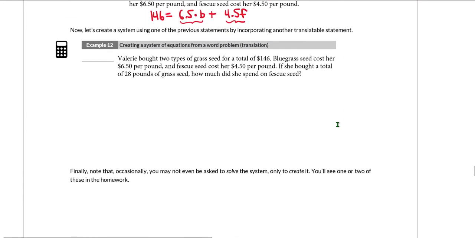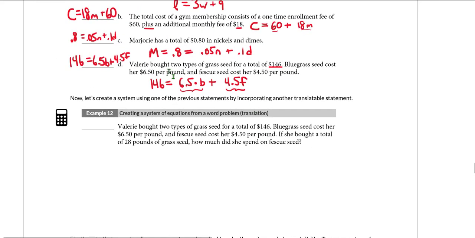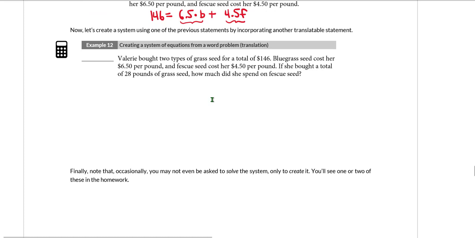Now what we are going to do is put this all together and actually solve a system in example 12, where we were given one more equation that we need to translate to pair with one of the equations that we just made in example 11. So go ahead and read number 12 all the way through and try it on your own.